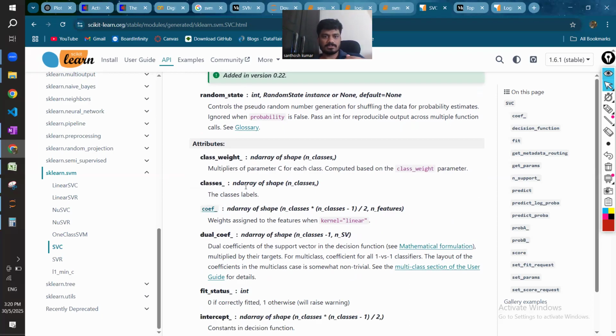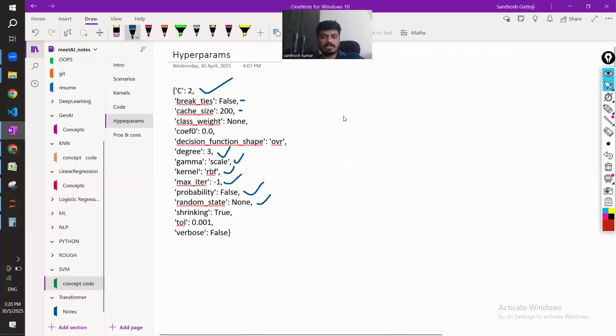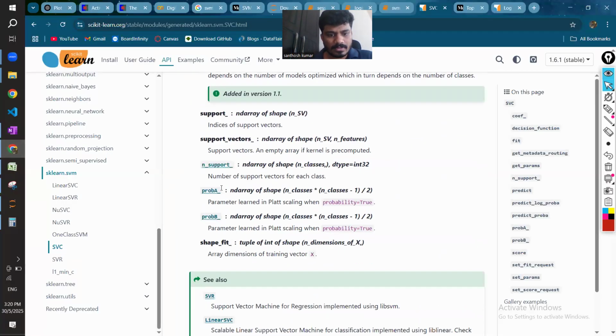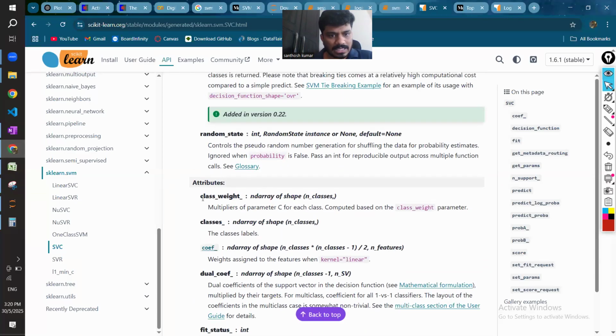Now coming to the attributes. You know the difference between parameters and attributes. While you are building the model, you use hyperparameters. Now the model is done, we got the model. With this model, we need to use it. We have just seen two ways of using it: one is predict, and one is predict proba. There are other ways also. For example, if you see here, we can say model dot class weight, model dot classes. All these things you can do.